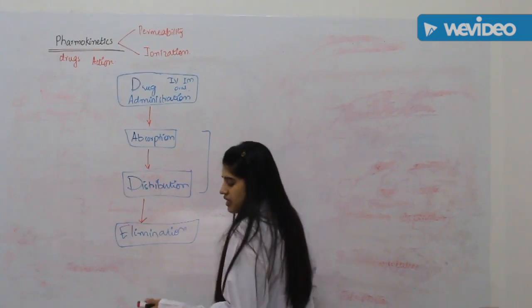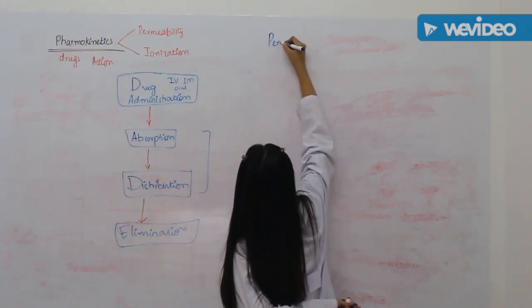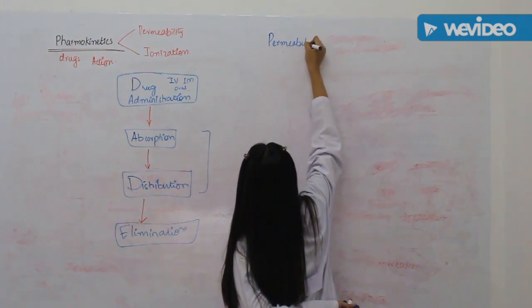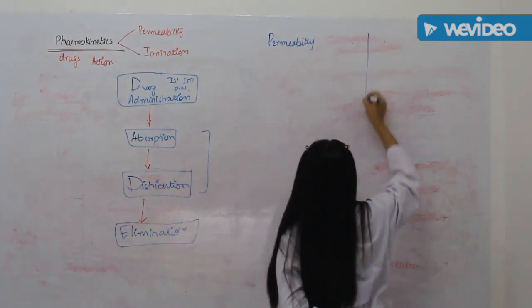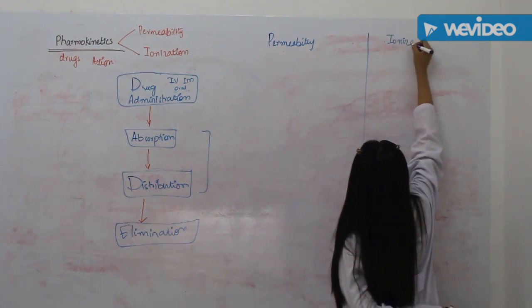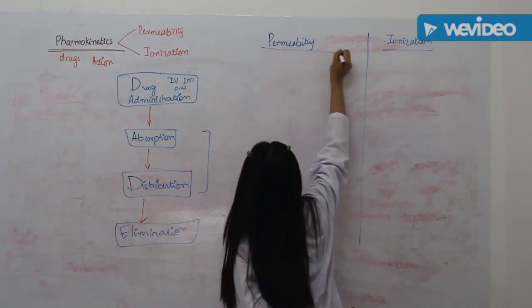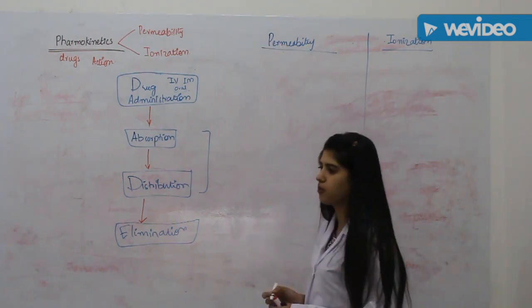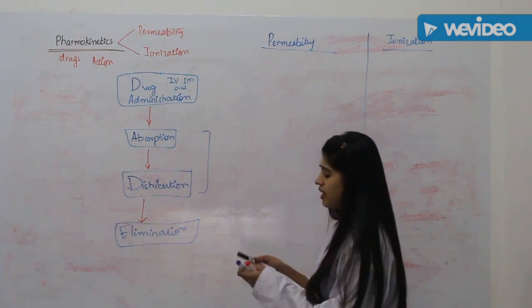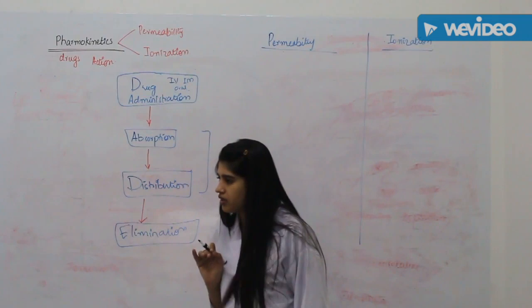Okay, in the permeability section, there are two things: permeability and ionization. Think about the graphs, solve the MCQs, and our chapter is complete. So, permeability. In permeability, the first thing which comes to our mind is solubility.